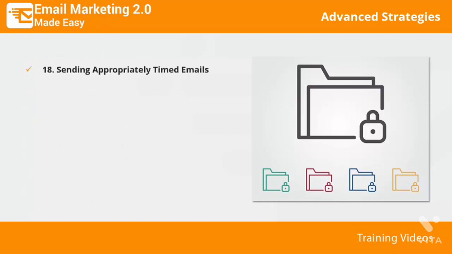18. Sending appropriately timed emails. Do you send emails too often? If so, then rest assured that they are being sent to the spam folder. Make sure to email your subscribers on a not-so-regular basis to avoid being blacklisted.